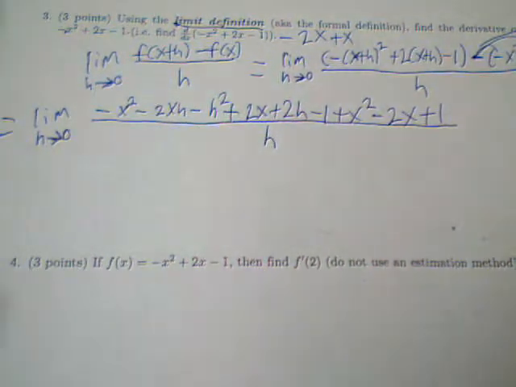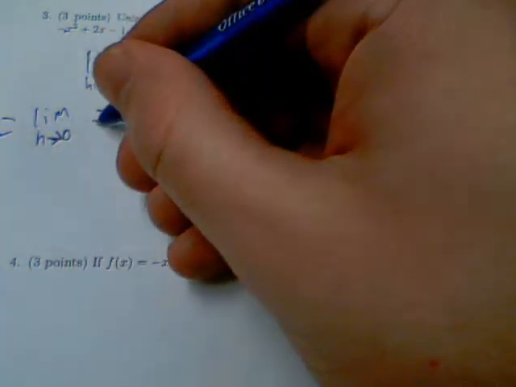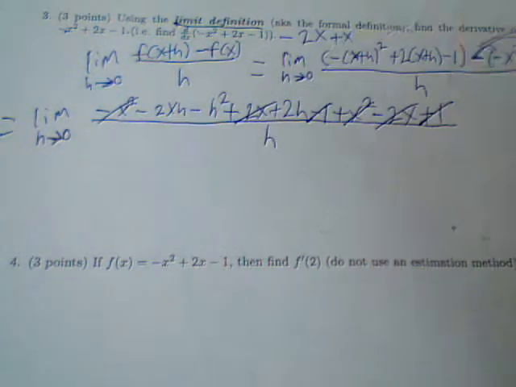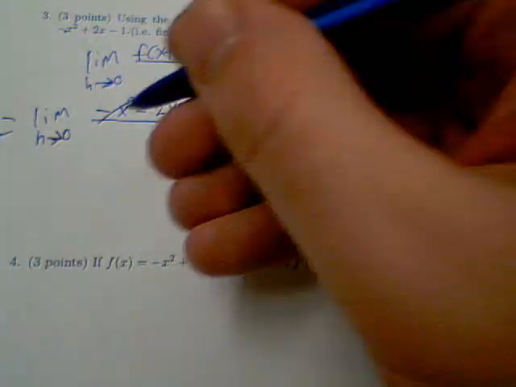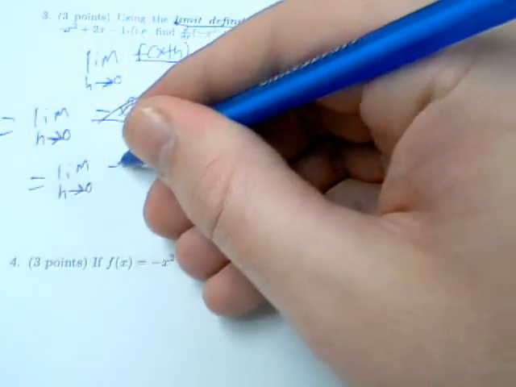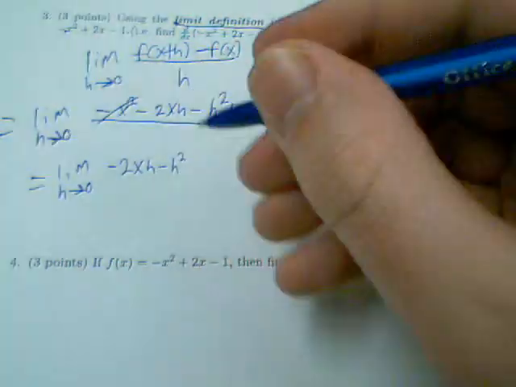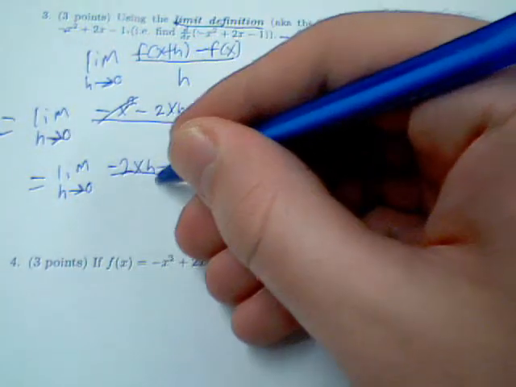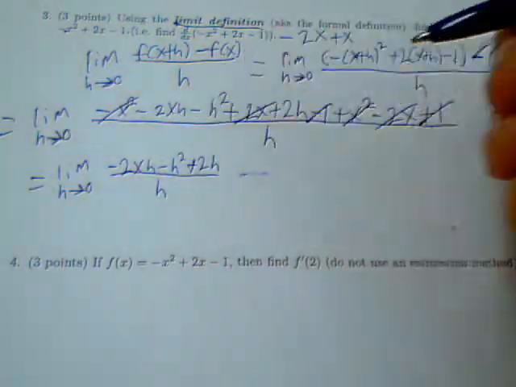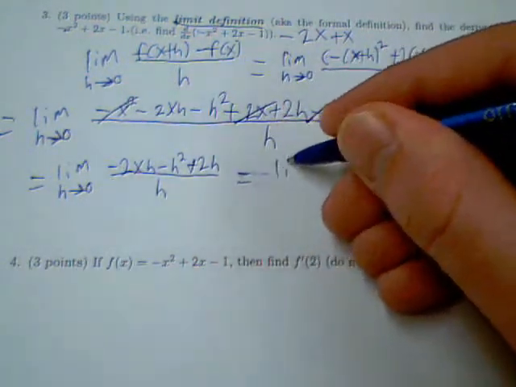Okay. Well, here some things should start canceling out. So I'm going to see here's plus 1, here's minus 1, here's minus 2x, here's plus 2x, and here's plus x squared, here's minus x squared. So double check, I've got minus 2xh minus h squared plus 2h. Nothing else is going to cancel on the top. So I'm left with the limit as h approaches 0 of negative 2xh minus h squared plus 2h all over h. I want to get this h out of the denominator, so it would be nice if it canceled with an h on top. And it does.